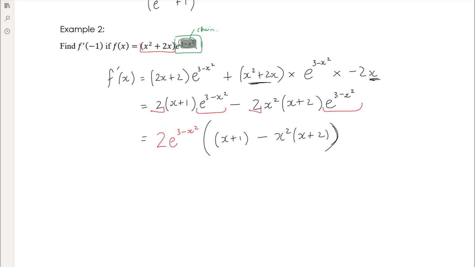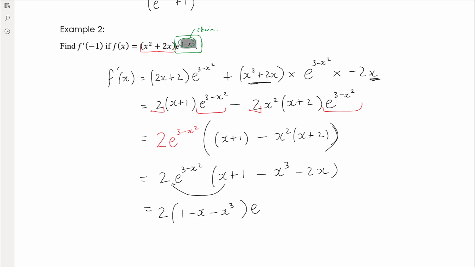So let's expand out the bracket and collect some like terms and see what we've got. So we're going to have x plus 1 minus x cubed minus 2x. I'm just going to write that bracket in front of the exponential, just because conventionally that's how we usually see them. So we're going to have x minus 2x is minus x, and we've got that times e to the power of 3 minus x squared.